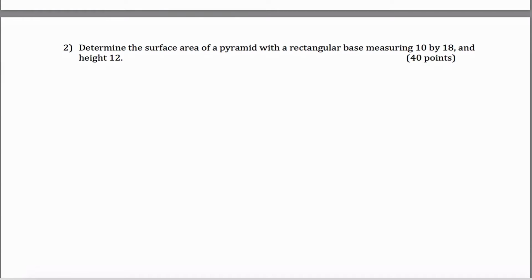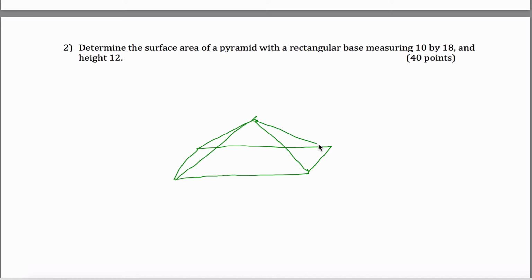We'll move on to a pyramid problem. So here you're determining the surface area of a pyramid with a rectangular base. That was kind of mean. You got a lot of practice with square bases and some other bases. I hadn't seen a rectangular base until now. But here's your pyramid with a rectangular base. Not the greatest drawing in the world.